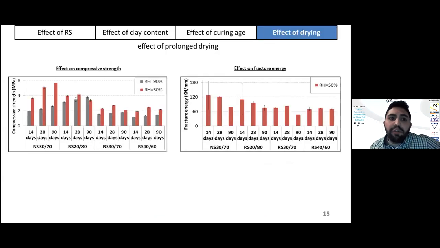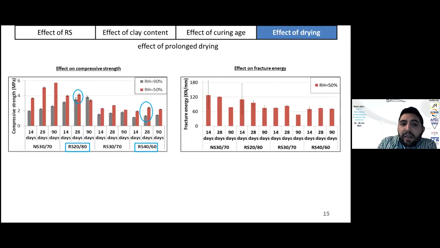Finally, regarding the effect of drying, the first figure shows the evolution of compressive strength of each mixture at 14, 28, and 90 days of curing at both curing conditions. Basically, all mixtures exhibited an increase as a result of drying. As a result of shrinkage, clay particles got closer to each other and more in direct contact, enhancing friction and leading to strength development.